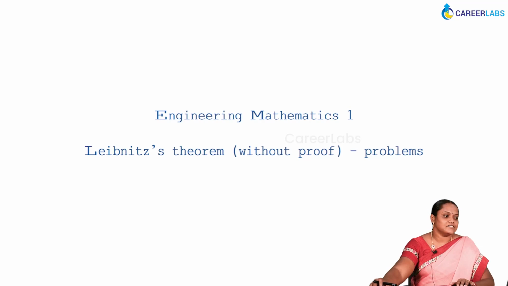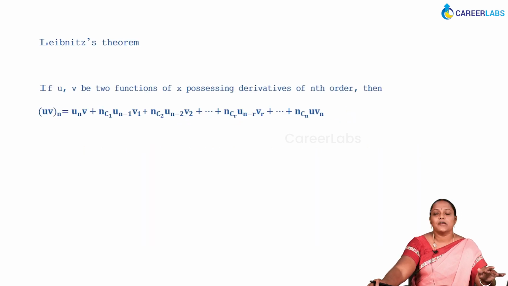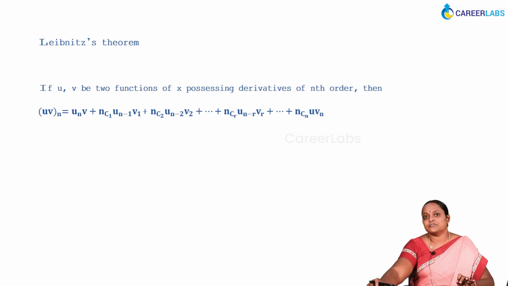Hello everyone, in this lecture we are going to learn about Leibniz theorem and problems based on Leibniz theorem. So now first of all let us define what the Leibniz theorem is. If you have two functions u and v, which are functions of x possessing nth order derivatives, then (uv)n is equal to un v plus nC1 u(n-1) v1 plus nC2 u(n-2) v2 and so on till the nth derivative, nCn u vn.